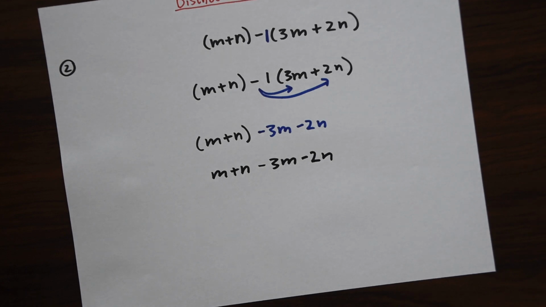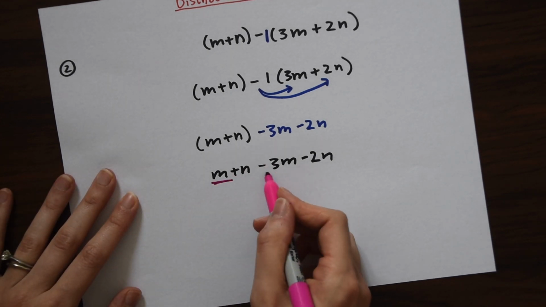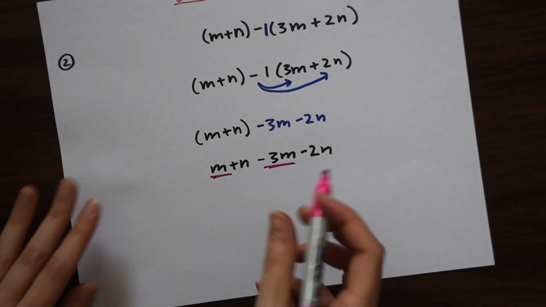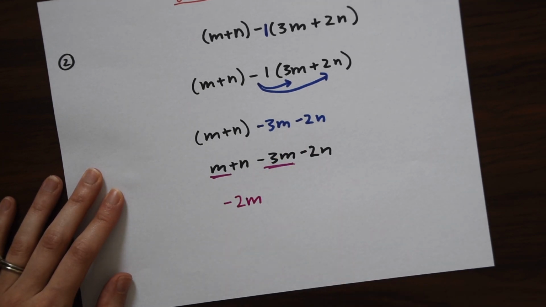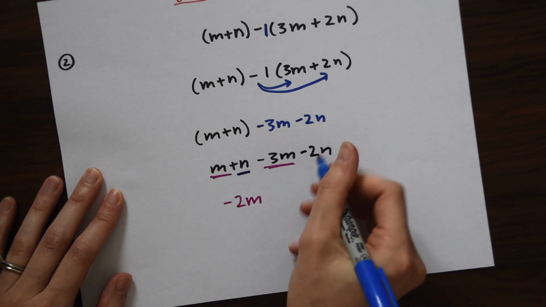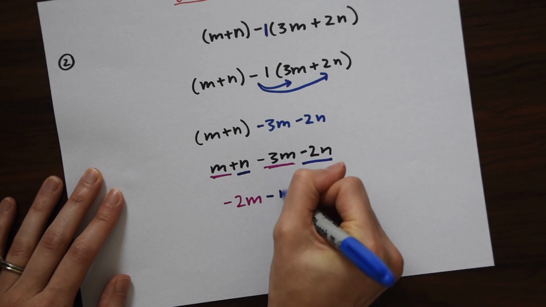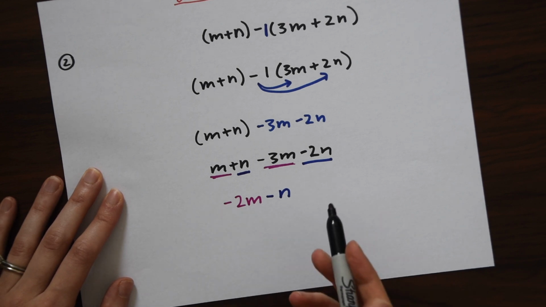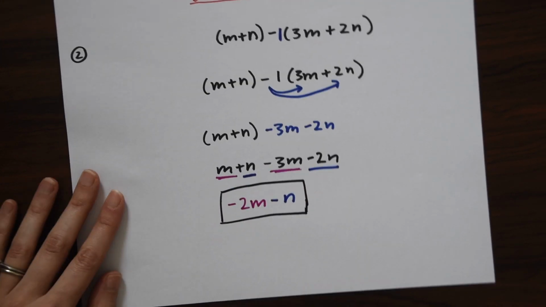And now we just need to combine like terms. We have an m here, and we have an m here. So this is really 1 minus 3, which gives us minus 2m. And then over here we have n's to look at. We have a positive n minus 2n, which gives us minus 1n, or minus n. And so we put it all together and get our answer, minus 2m minus n. And that's our answer after we combine like terms.